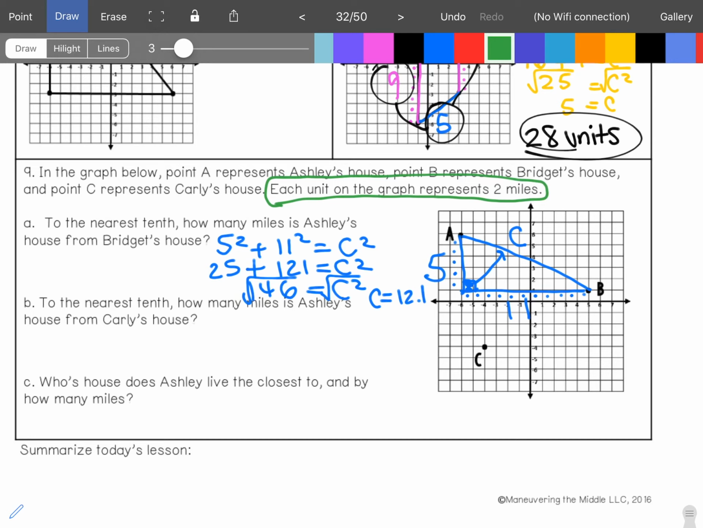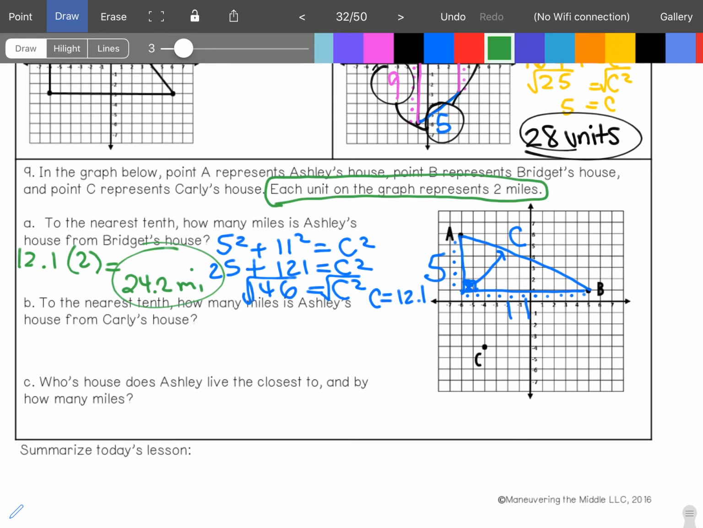Each unit represents 2 miles. So what do you suppose we still need to do here? We're going to multiply that 12.1 times 2. And that will tell us how many miles we have. So it's 24.2 miles is the answer.